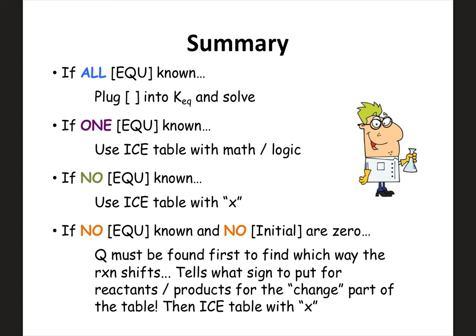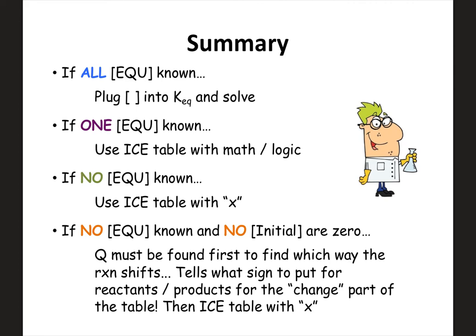All right. There's one other version here which we didn't explicitly do yet. Basically, if you don't know any of the concentrations at equilibrium and none of the initial concentrations are zero, essentially, you don't know which way the reaction is going to go because you don't have any initial concentrations being zero. So you have to do Q first to figure out which way the reaction is going to shift. That tells you whether the reactants are going to be positive and gaining or negative and losing.